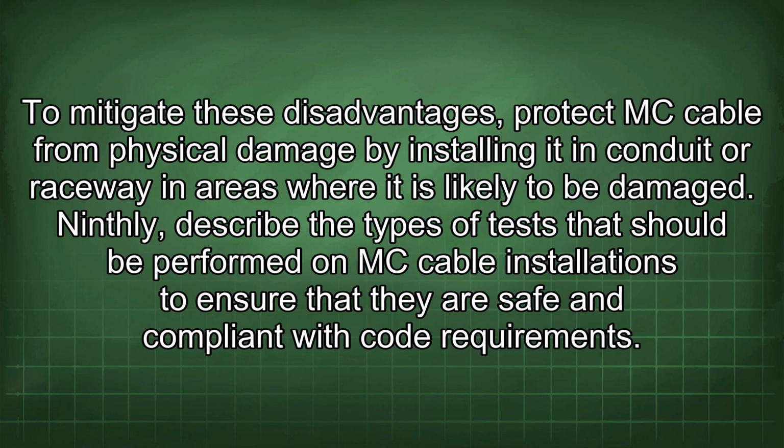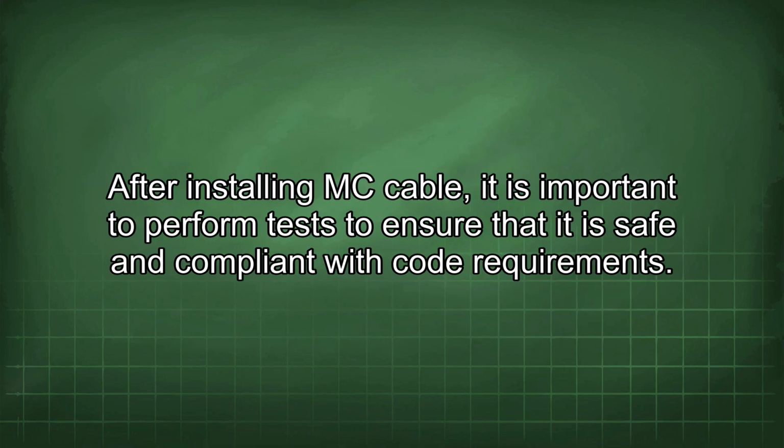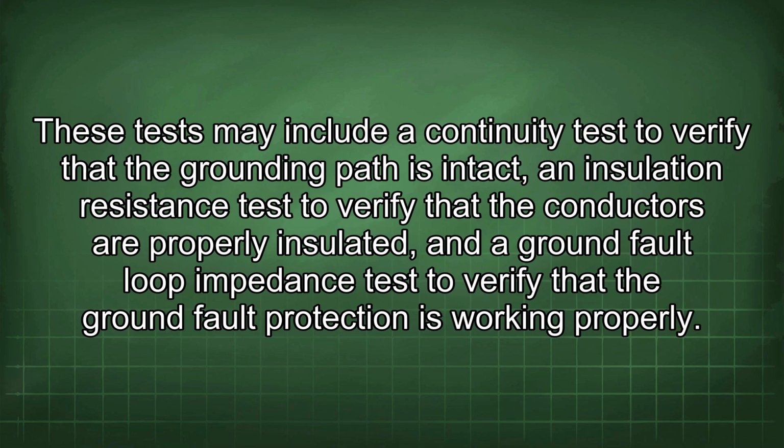Ninthly, describe the types of tests that should be performed on MC cable installations to ensure that they are safe and compliant with code requirements. After installing MC cable, it is important to perform tests to ensure that it is safe and compliant with code requirements. These tests may include a continuity test to verify that the grounding path is intact, an insulation resistance test to verify that the conductors are properly insulated, and a ground fault loop impedance test to verify that the ground fault protection is working properly.